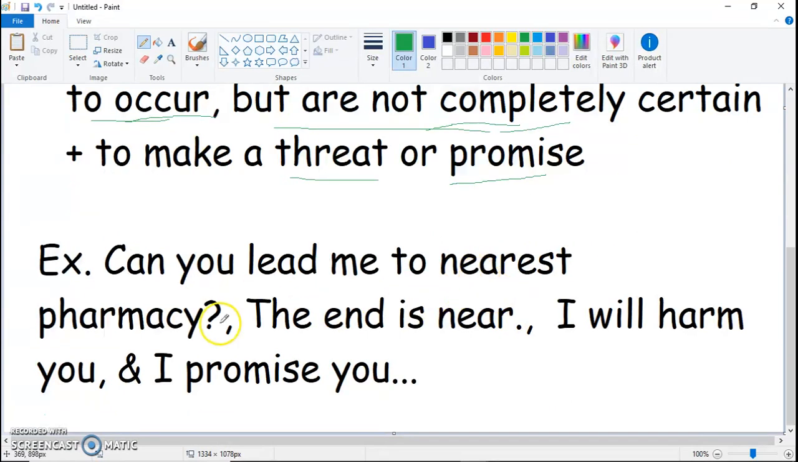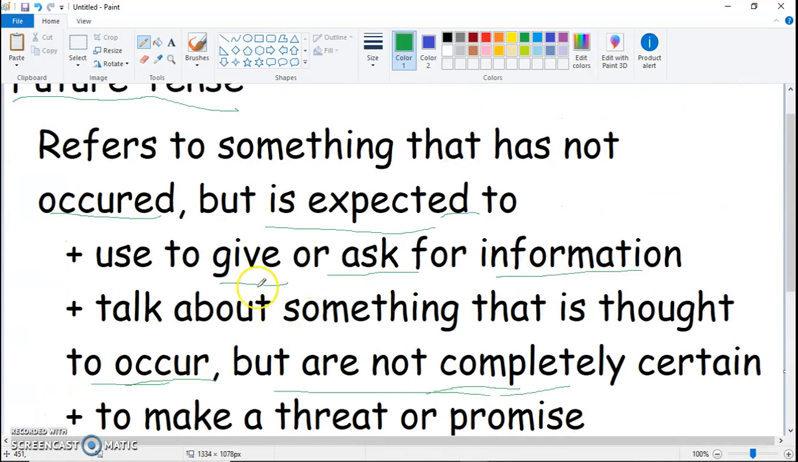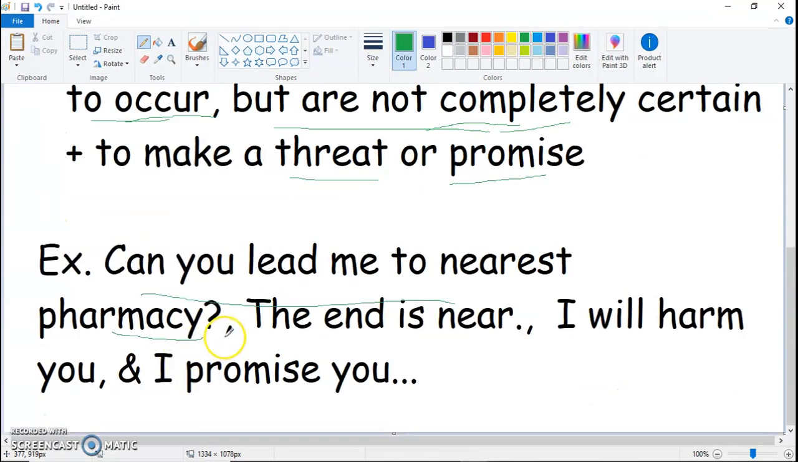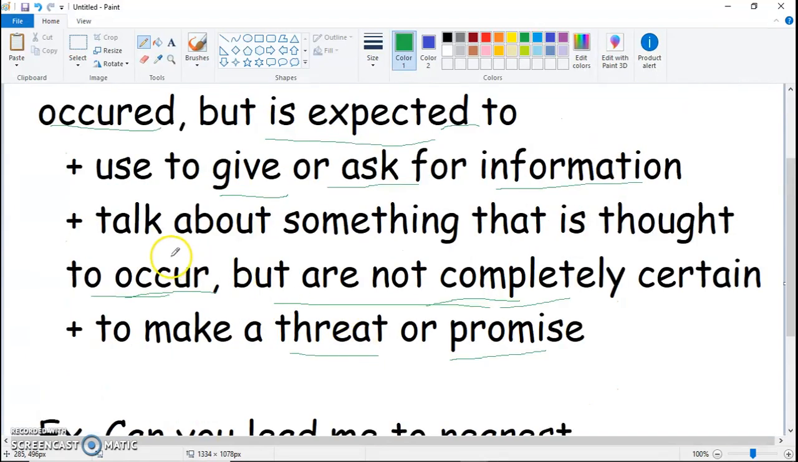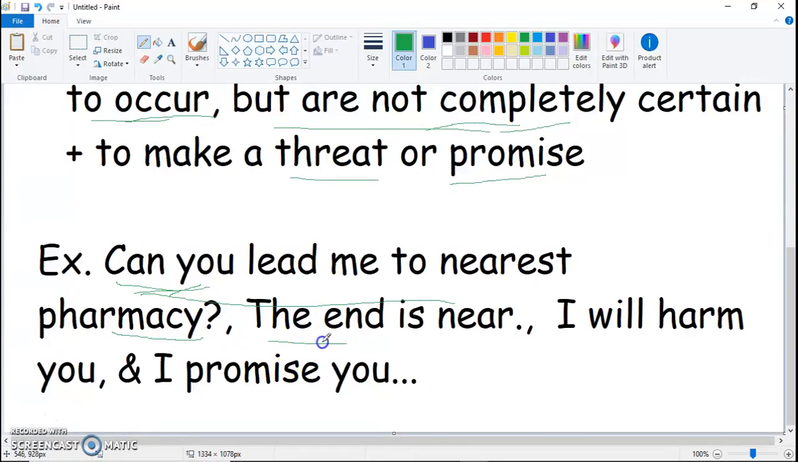So we have a few examples here. We have, can you lead me to the nearest pharmacy? So what this does is asking for some information, asking for directions. But what makes it the future tense is the can you. It's completely hypothetical because we're not sure if we're gonna get there or not. Another example would be the end is near. It's talking about something that could happen, but we aren't sure yet.